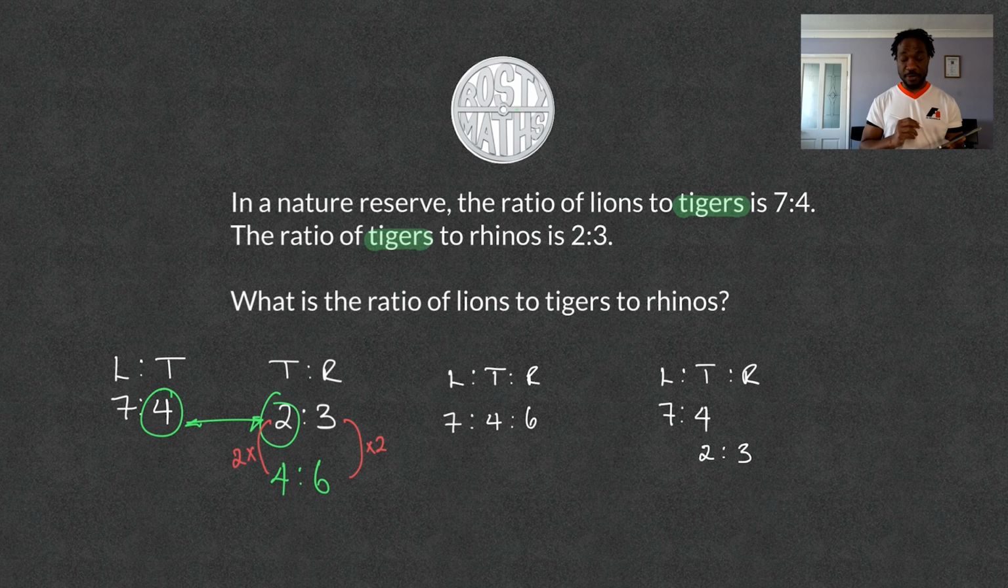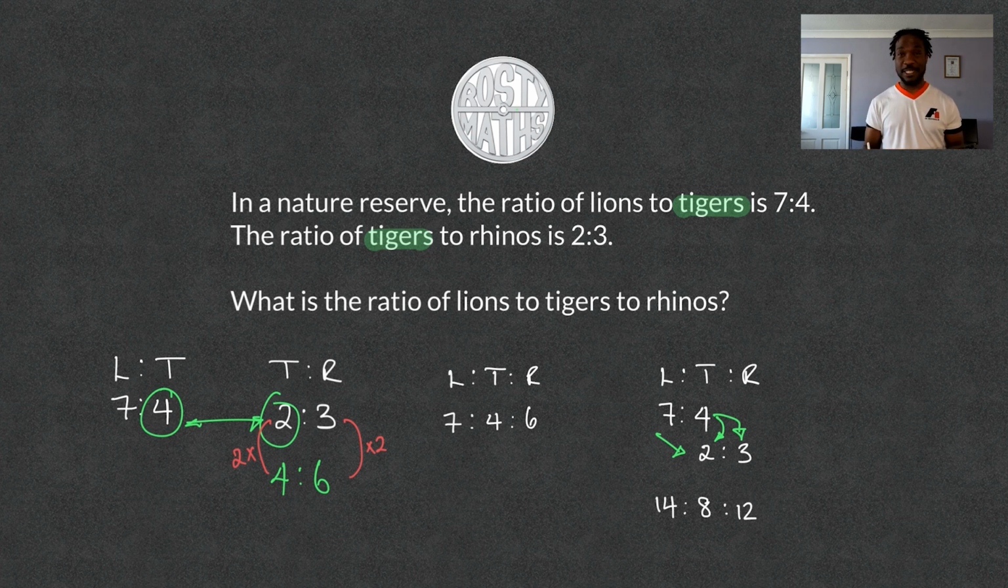Now that I've got that, look at how simple this is. I will just multiply top to bottom, giving me 4 times 2, which is 8 for tigers. Then I will multiply 7 times 2, which gives me 14 on the lions. And then I will multiply 4 times 3, which gives me 12 on the rhinos. But you might be looking at that going, hang on a minute, that does not look like the answer you got before. That is true, but that's because the answer needs to be simplified in this case.